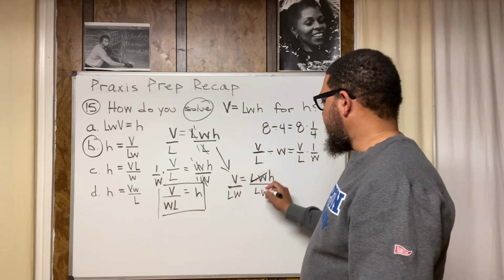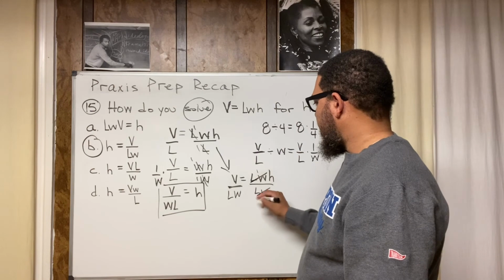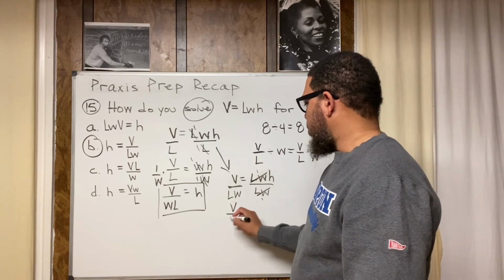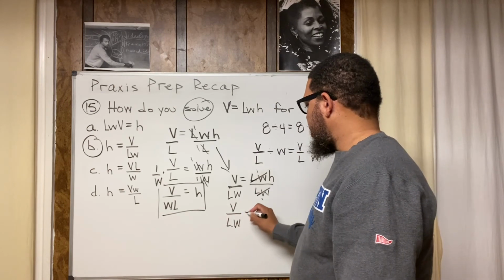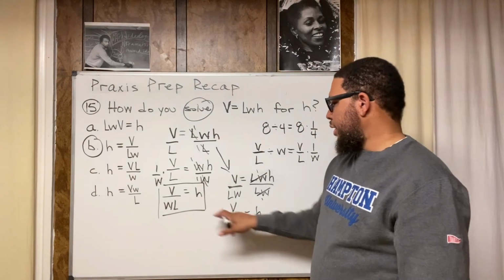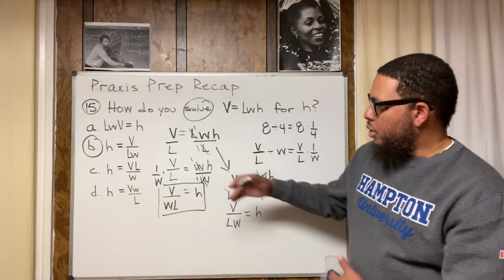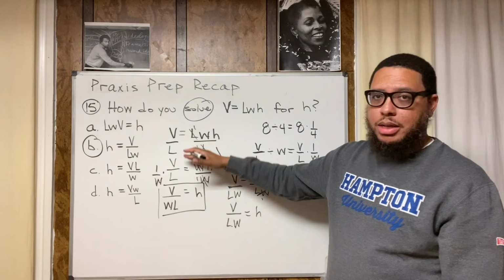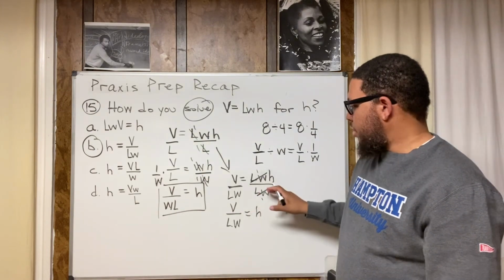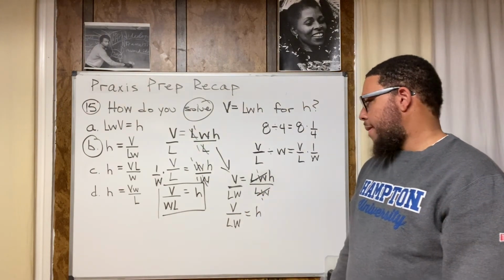All right, so these cancel out and become 1s, and then I'm left with V over LW is equal to H. So either way, we get this. Either way, whether we do it one variable at a time, or we do both variables at the same time.